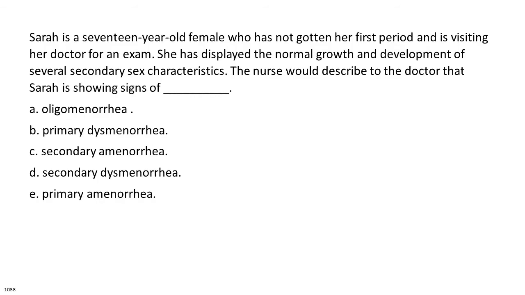Sarah is a 17-year-old female who has not gotten her first period and is visiting her doctor for an exam. She has displayed the normal growth and development of several secondary sex characteristics. The nurse would describe to the doctor that Sarah is showing signs of dash. A. Oligomenorrhea. B. Primary dysmenorrhea. C. Secondary amenorrhea. D. Secondary dysmenorrhea. E. Primary amenorrhea.